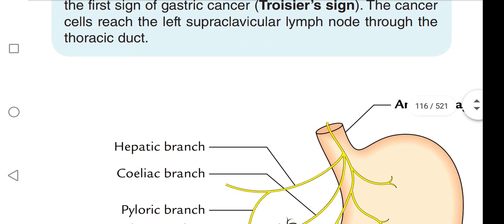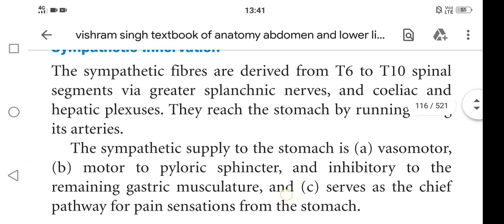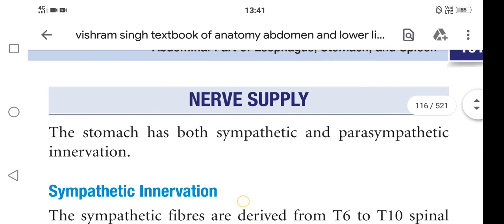In the next video we are going to learn about the nerve supply of the stomach, both sympathetic and parasympathetic innervation.